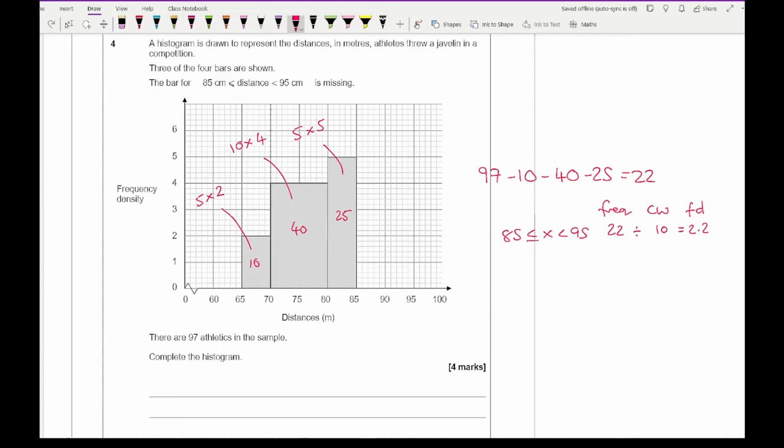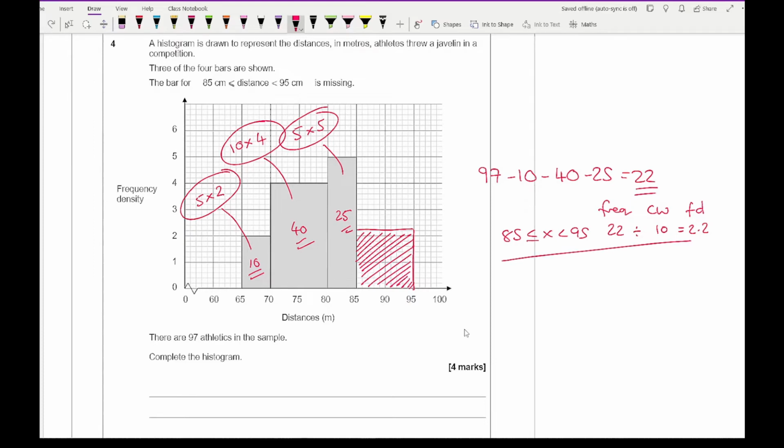So then all that's left for me to do is find 2.2, go across, and again I'm doing this freehand, you should be using a ruler, and then scroll down and shade in if you want to, but it's not necessary. And there is my completed histogram. It's really important that you do show the areas and the frequencies that you've worked out for the 3 bars. Show that you've taken away from 97 to give you 22, then calculate the frequency density and then simply add it to your histogram.